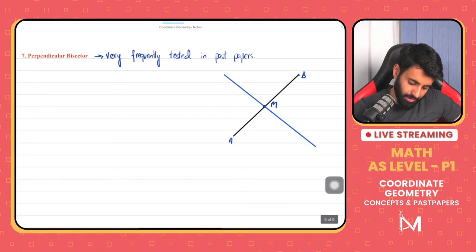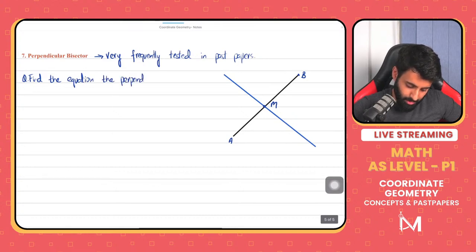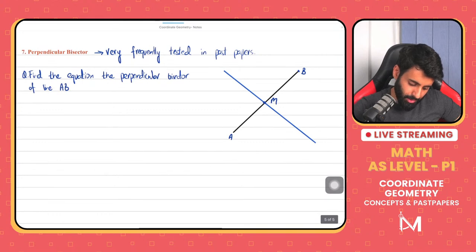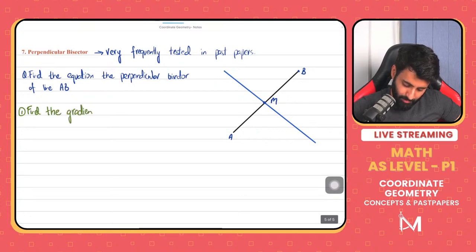So first of all, the first thing that we do is, and what are you supposed to do, by the way? Here the question is that you find the equation of the perpendicular bisector of line AB. Okay. Now, so step number one. Step number one is that you find the gradient of line AB. Okay, so that's your first step.